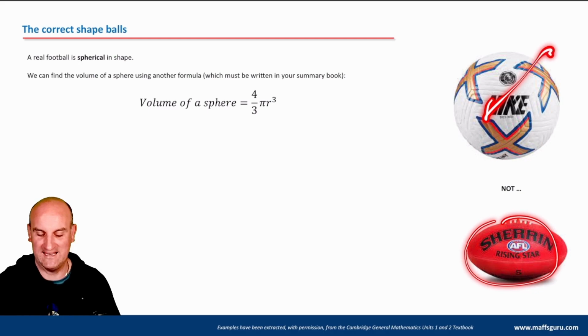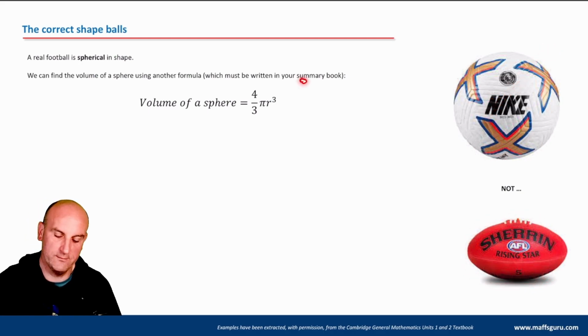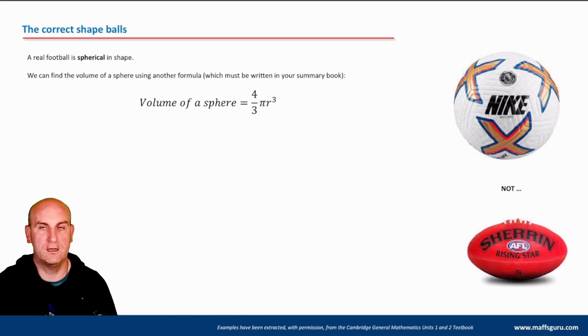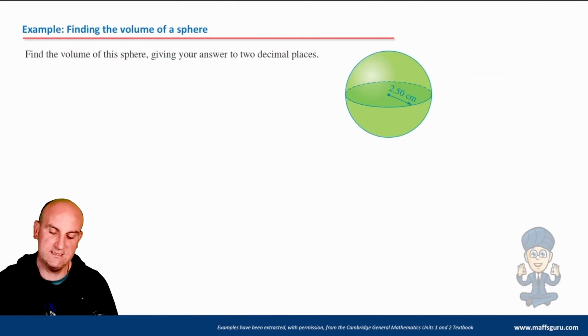But again, it's another formula. If we want to find the volume of a sphere, and this thing here is called a sphere, or it is spherical, it is given by 4/3 pi r cubed. This should go in your summary book, guys. If it isn't already in there, put it in your summary book. So important.